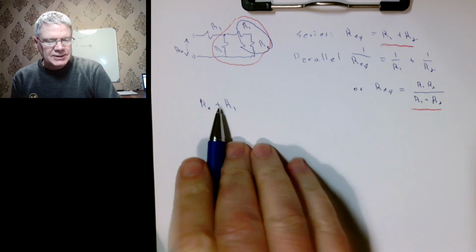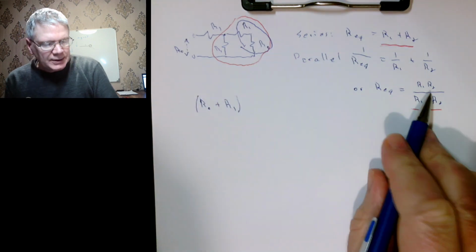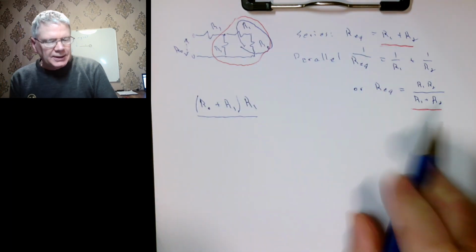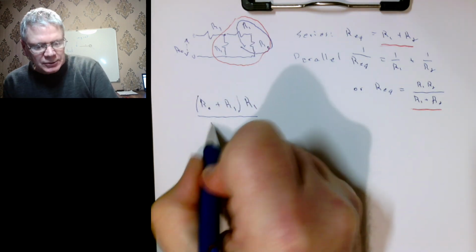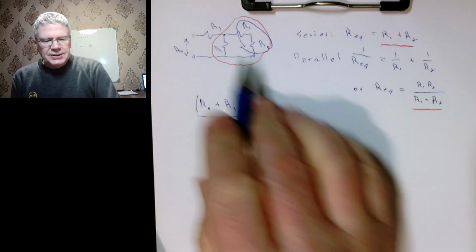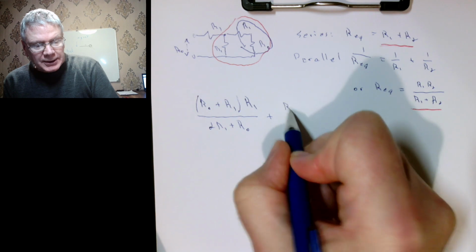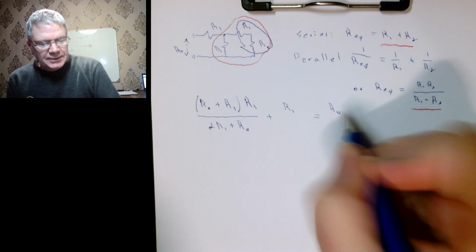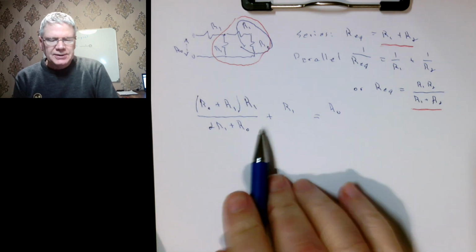So I need to take this quantity and put it in parallel with R1. So I'm going to have R1 times this in the top, and in the denominator, R1 plus this quantity, so I'm going to have 2R1 plus R0. So this is the resistance for the part in red. And now I'm going to add R1, and when I'm all done, this needs to equal R0. So this is the basic setup from my physics resistor network series and parallel equations.